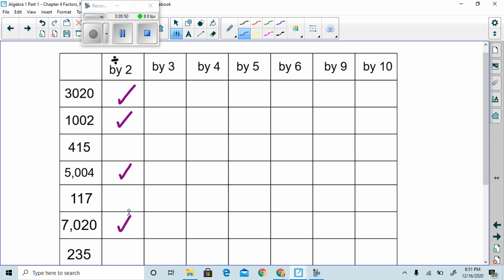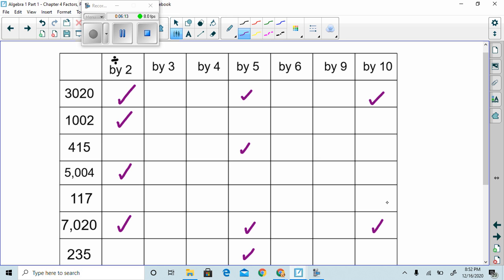Let's go on to another easy one. Let's do divisible by 5. We'll come back to the others in a moment. Divisible by 5 if it ends in a 0 or 5. So let's put check marks everywhere we see an ending of 0 and 5. The other easy one on this would be divisible by 10. Check off the ones that end in 0.